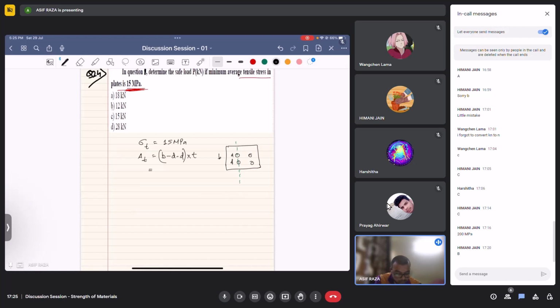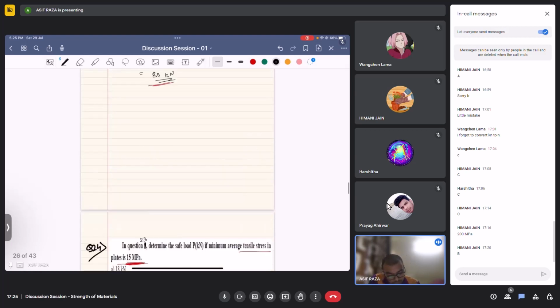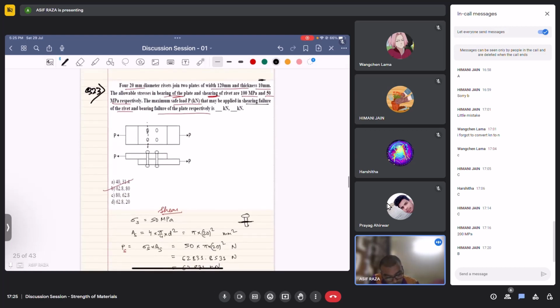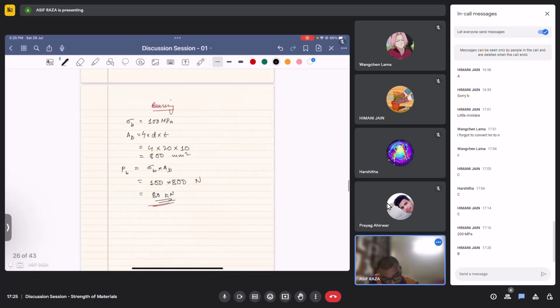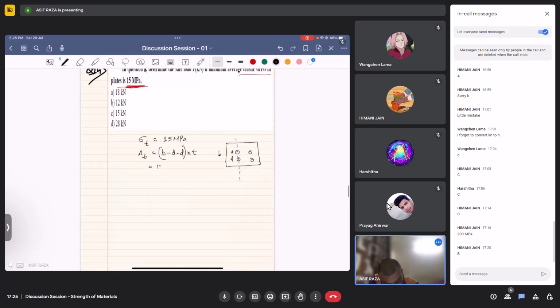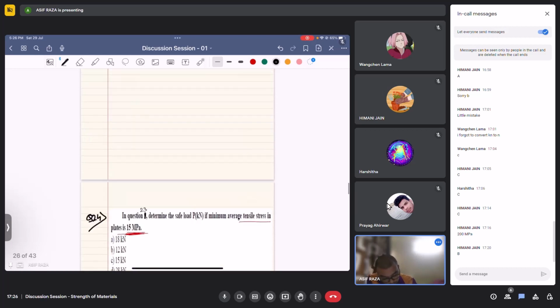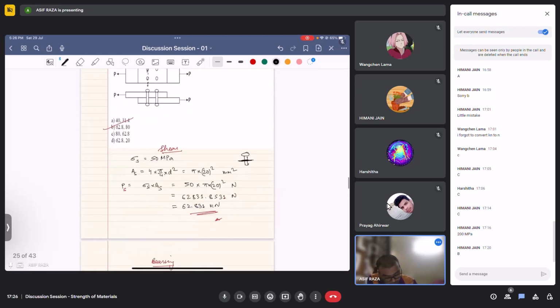Okay, so we are given the width of this plate as 120 mm here. So 120 mm, diameter of the rivet was given as 20, minus 20, and thickness of the plate is given as 10 mm. So this would be 800 mm square. Correct me if I'm wrong. I didn't make any mistakes before.